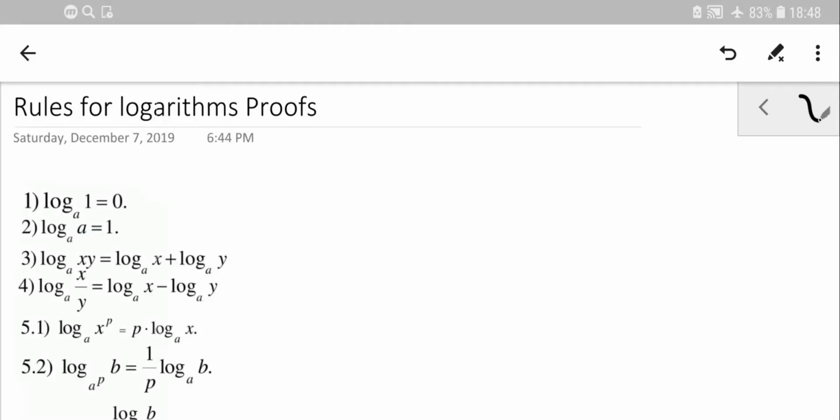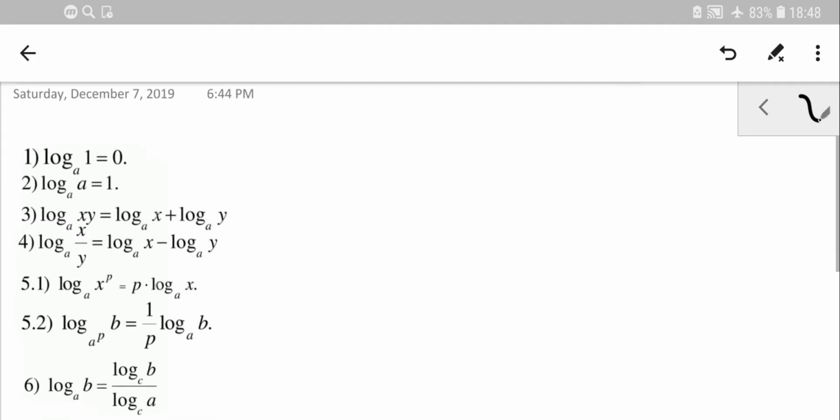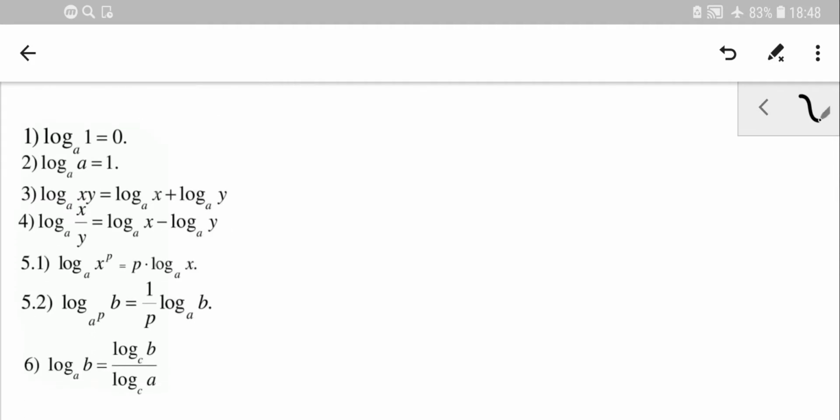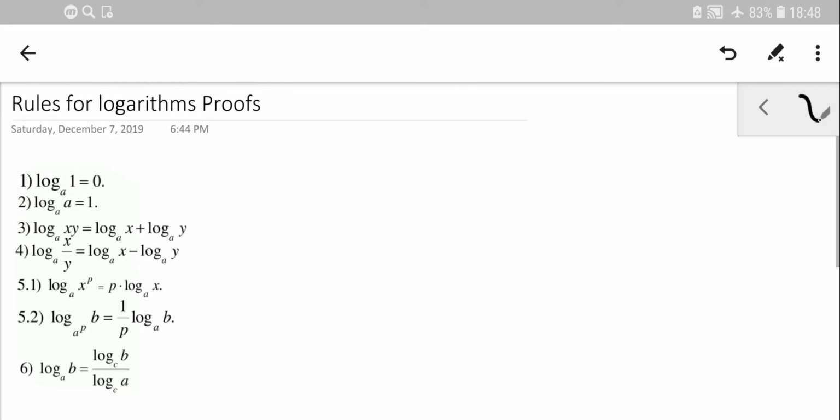Alright guys, today we're going to clarify the rules for logarithms, and here is the list of the rules. That's about the proofs. So here I'll just prove them and probably try to give some examples. But the main purpose here is to prove and show how the rules work.